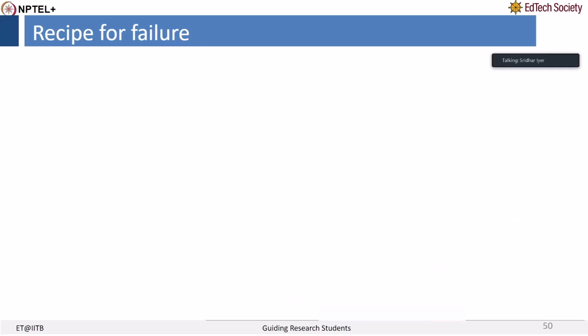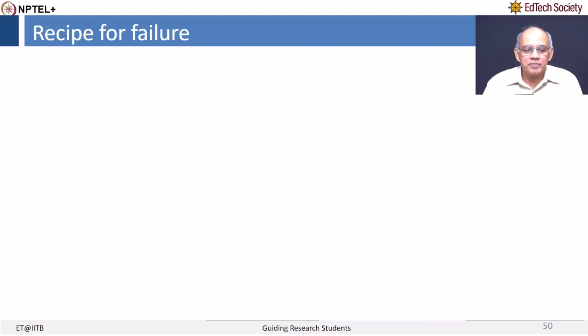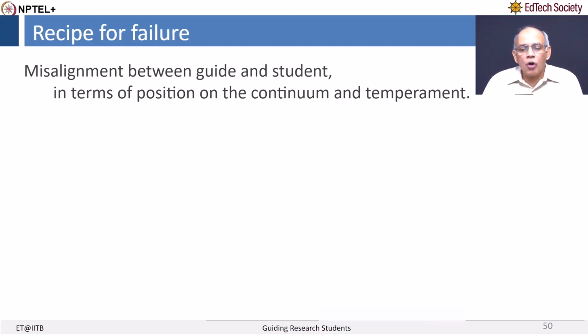Now let us look at what is the recipe for failure. Obviously the opposite, that is misalignment between the guide and student in terms of position on the continuum and the temperament.